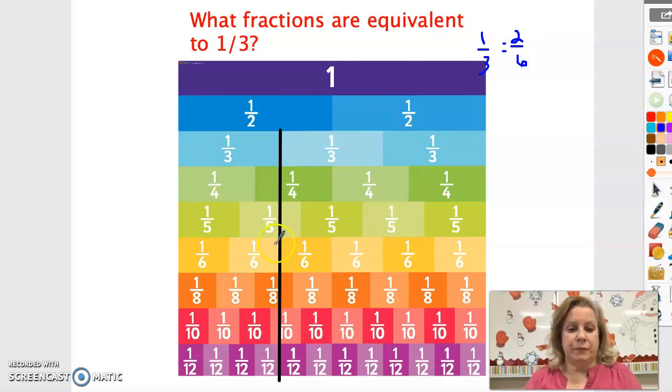This is right here. Then we also look at eighths. Nope, we're not on the line there. We're right in the middle. How about tenths? Nope, not really. And then twelfths. Yep, we've got 4 twelfths because the line goes on the end of 4 twelfths. So we know 1/3 is equal to 2/6 and 4 twelfths.